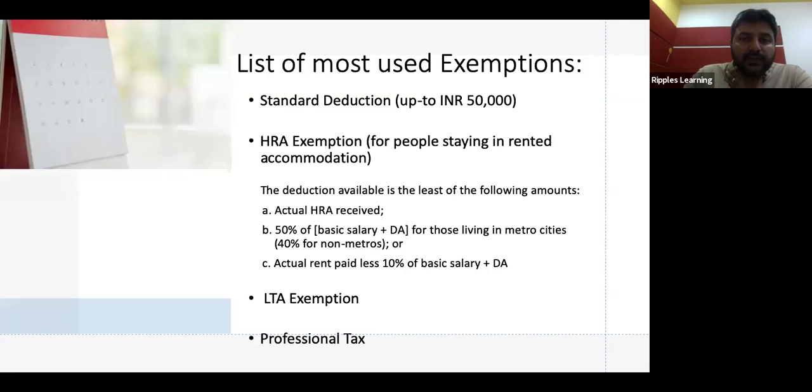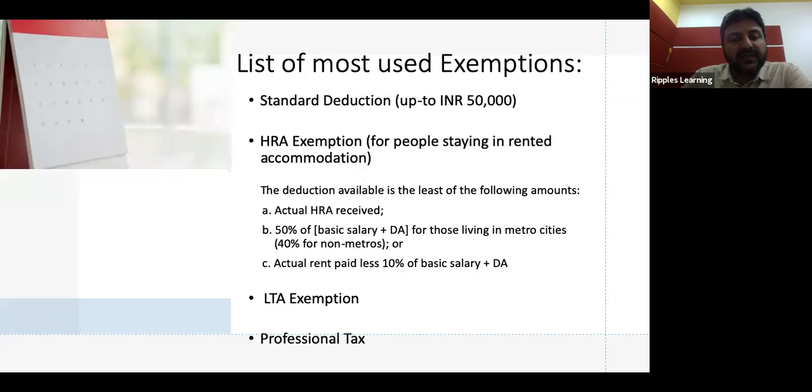Yeah. So basically these exemptions are something that can be claimed. The list continues. There are more exemptions as well. There has been a question that has been asked. Do we have fixed HRA in some companies? You can have a fixed HRA in some companies. In that case as well, the calculation would remain the same.